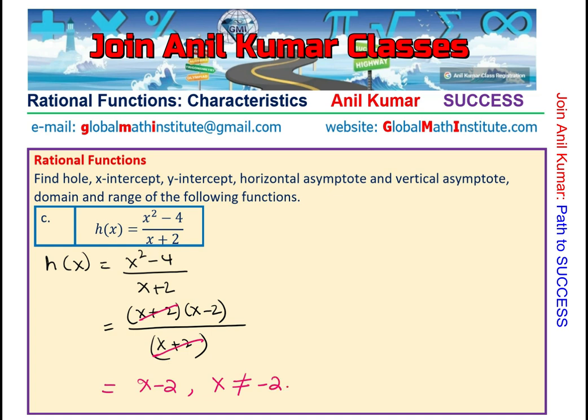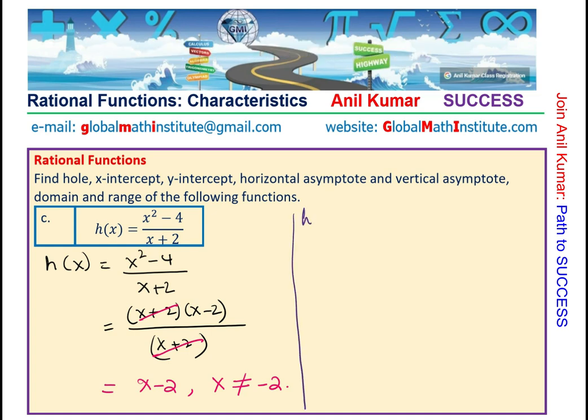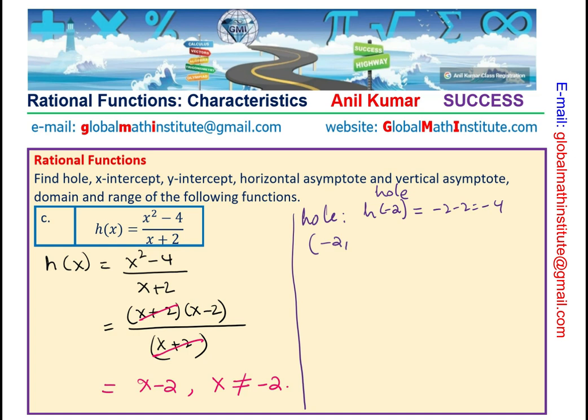So when you cancel out a common factor, what do you get? You get a hole, right? So let's write down the characteristics. We have a hole which is at x equals minus 2, right? So if I plug in minus 2 here, h of minus 2, we're talking about the hole position, will be minus 2 minus 2, which is minus 4. So the hole basically is at x equals minus 2, and the y value is minus 4. Makes sense?